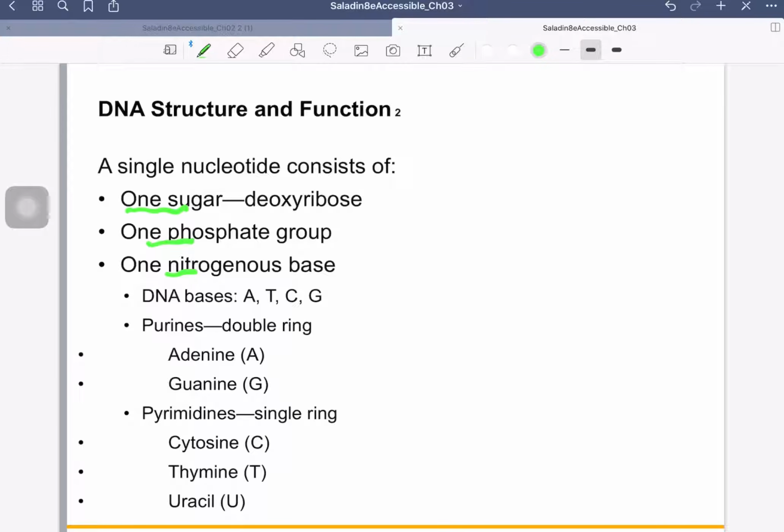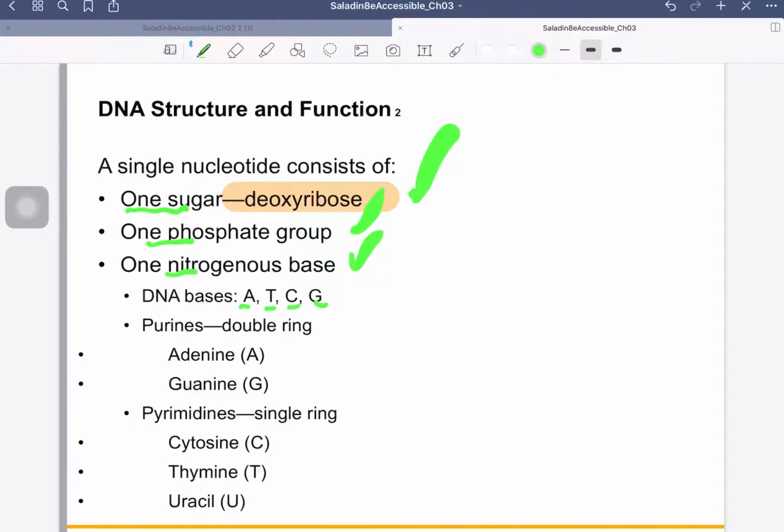For DNA, the sugar is the deoxyribose sugar. And of course, because DNA is made of nucleotides, it does have that sugar, it does have that phosphate, and it does have a nitrogenous base. Now, the nitrogenous base varies from one nucleotide to the next, and most of you have probably heard of the shorthand, which is A, T, C, and G.